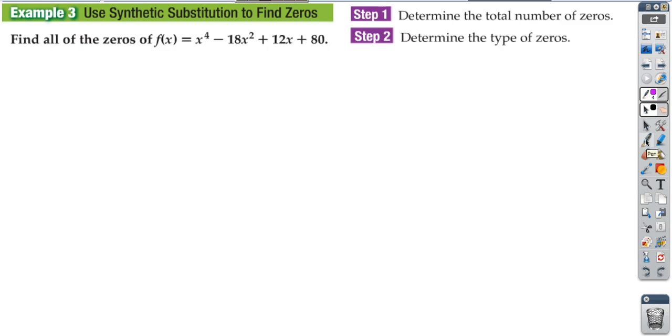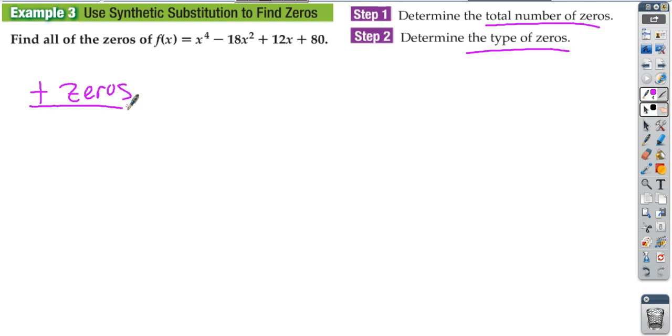Alright, let's try this one. It says use synthetic substitution to find zeros. Now if you look at this, there's no obvious way that this would factor by grouping. So the easiest way to do it is just, and this is not ideal, we'll talk about other methods to do it first. But let's first do this right here. Let's determine what kind of zeros we're trying to find. That will at least help us narrow it down.